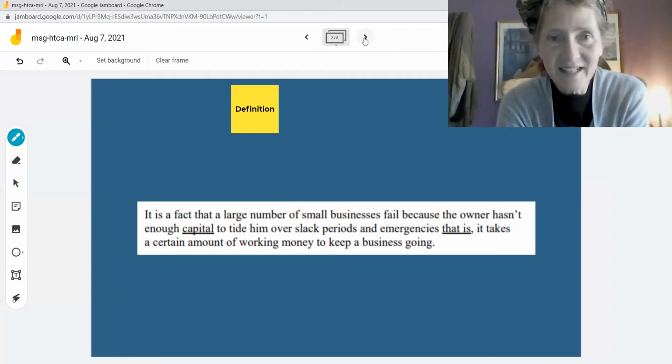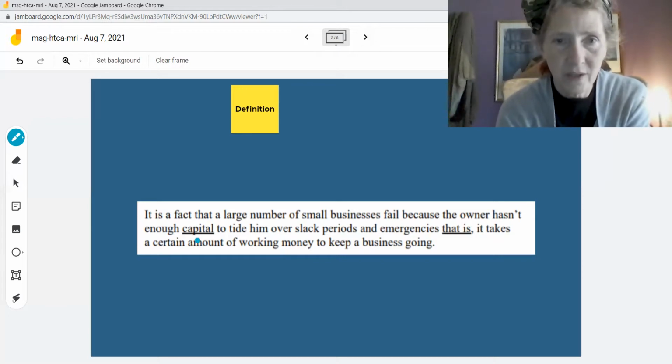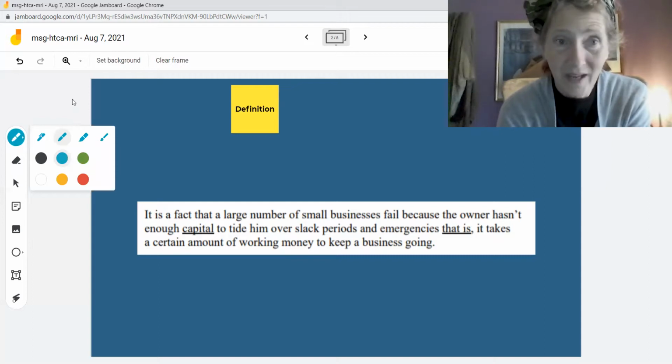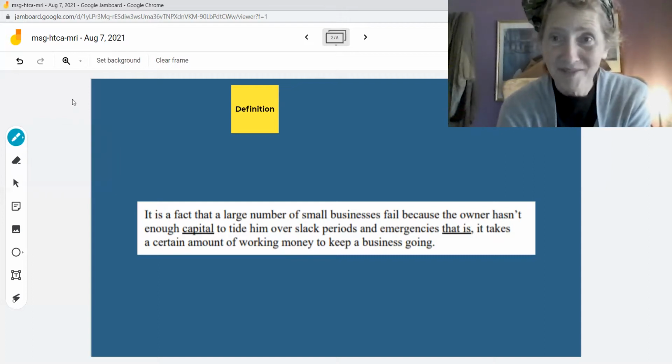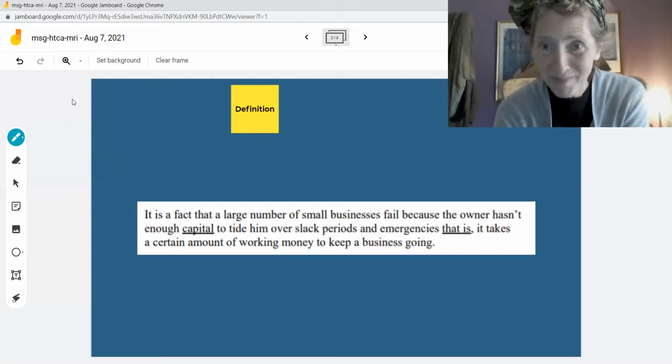And it says, it is a fact that a large number of small businesses fail because the owner hasn't enough capital to tide him over slack periods and emergencies. That is, it takes a certain amount of working money to keep a business going. All right, now our word in question here is capital. Capital has a couple of meanings in English. We want a certain one.